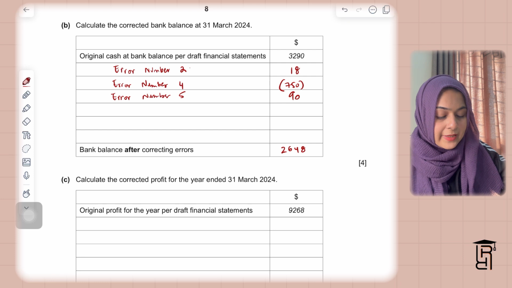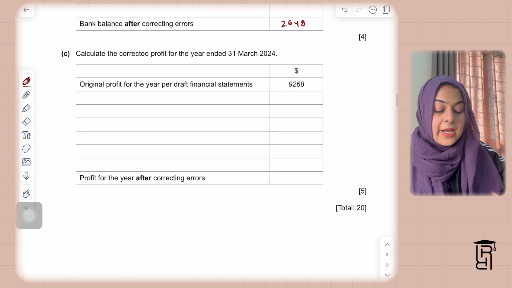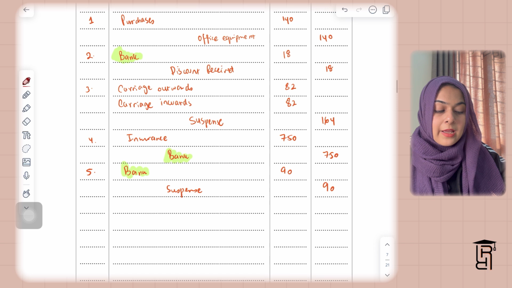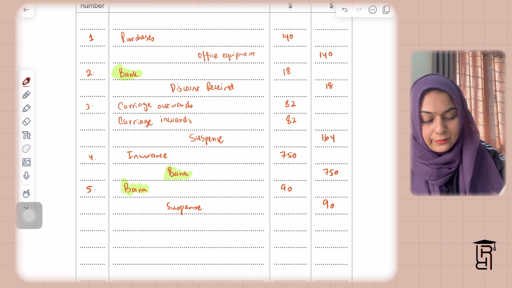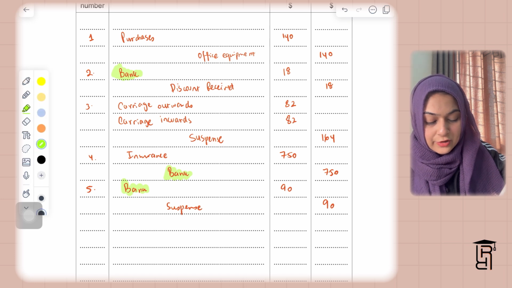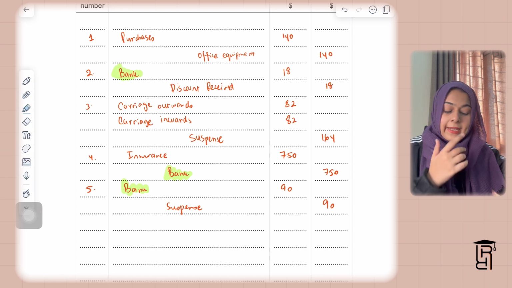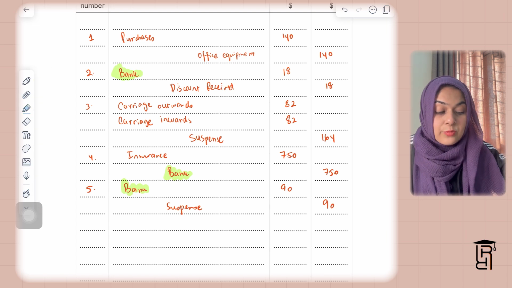In the next part, they are saying calculate the corrected profit for the year ended 31st March 2024, which is pretty simple. What I need to do is look at my entries and see which of my entries are going to affect profit. So I'll change my highlighter color here, and I'll just highlight those things which affect my profit.